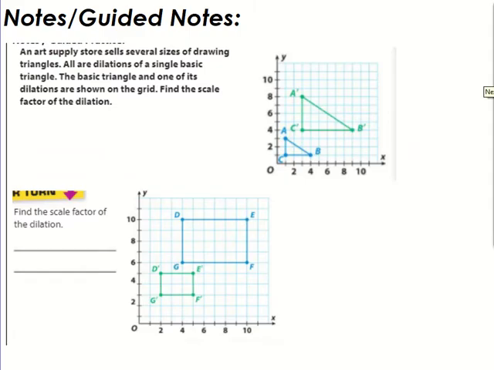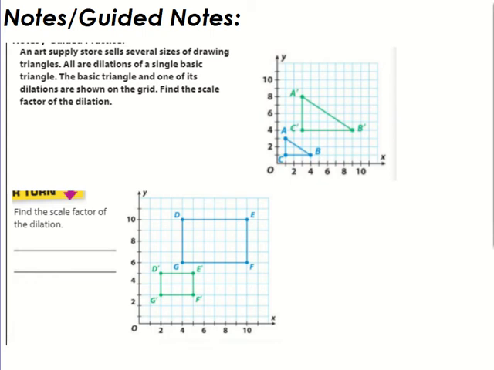All right, so we have an art supply store that sells several sizes of drawing triangles, and all are dilations of a single basic triangle. So they have their starting point, and then they just either make it bigger or smaller, same triangle. That's their single basic triangle. The basic triangle and one of its dilations are shown on the grid. Find the scale factor of the dilation.